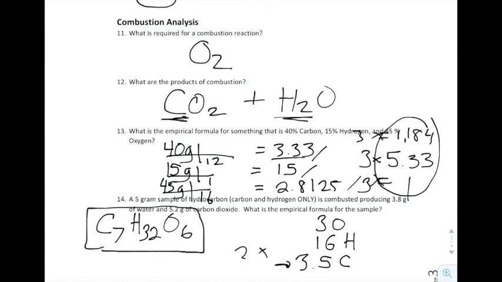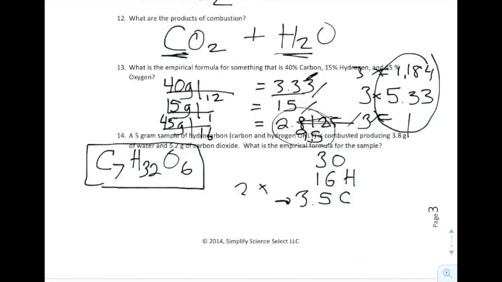Now, if you have numbers that are closer, like 2.9 or 2.95 or something like that, you could round that up to 3. That can be just a matter of division. But when we get numbers like 3.33, that's very clearly not a whole number. So it takes a little bit of practice, but as long as you show your work and make your justification, you can get the right answer.